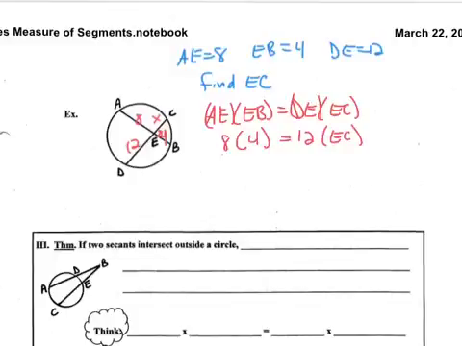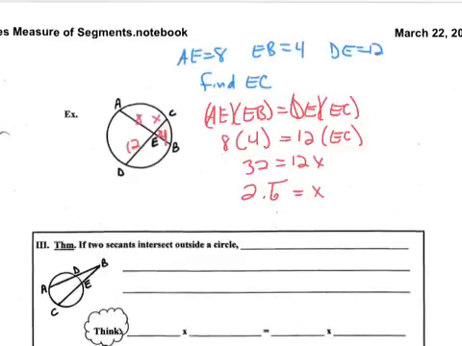8 times 4 is 32. 32 is equal to 12x. So x is going to be about 2.6 repeating. And that's how you do it. It's pretty basic, really. Now that's when you have two intersecting chords.